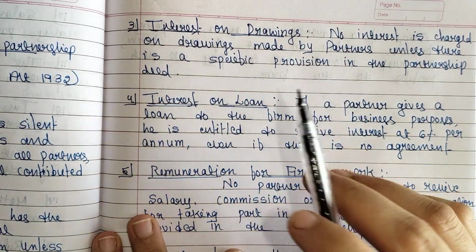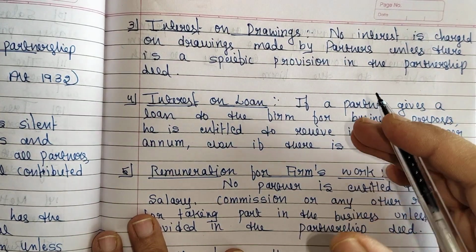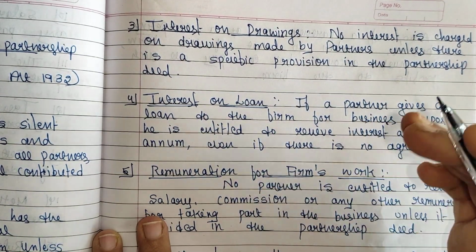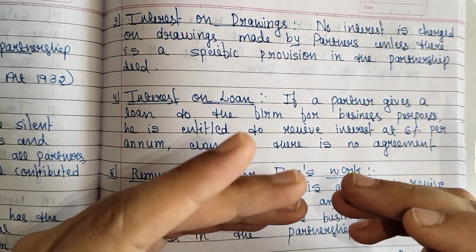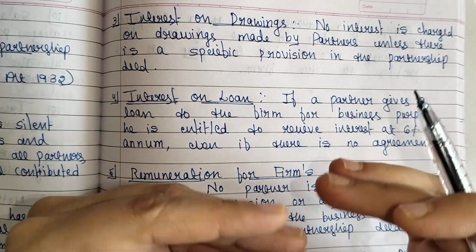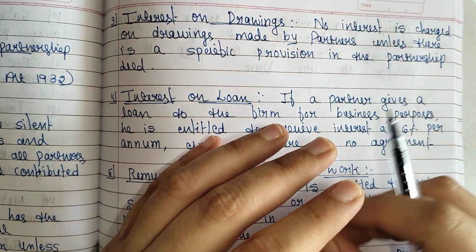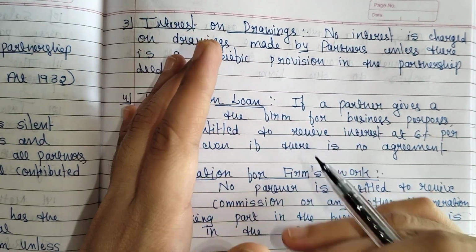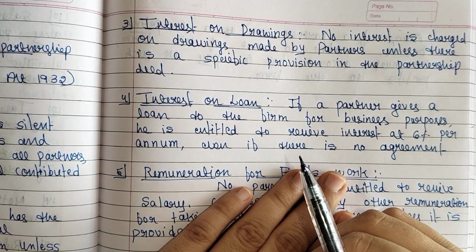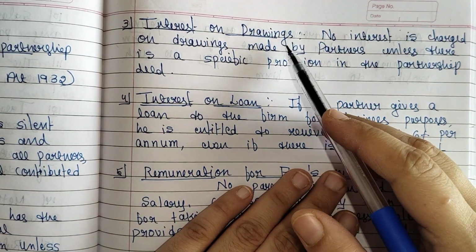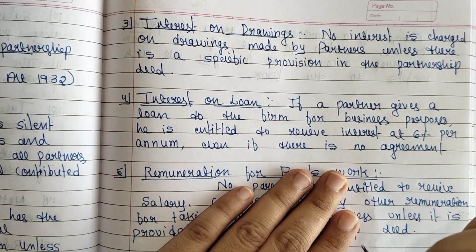Clear? So drawings means what? It means the amount withdrawn by the partner from the business for personal use. For example, if a partner takes money from the firm to pay personal expenses, that is called drawings. Here, interest on drawings means charging interest on that withdrawn amount.